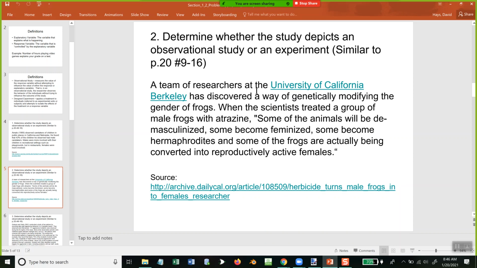Okay, a team of researchers at the University of California, Berkeley has discovered a way of genetically modifying the gender of frogs. When the scientists treated a group of male frogs with atrazine, some of the animals were demasculinized, some became feminized, some became hermaphrodites, if I'm saying that right, and some of the frogs were actually converted into reproductively active females. What would this be?